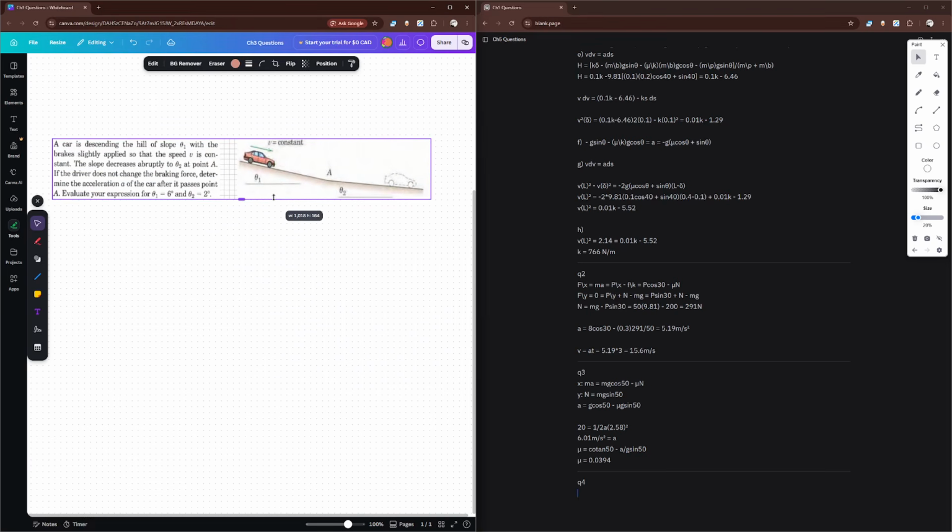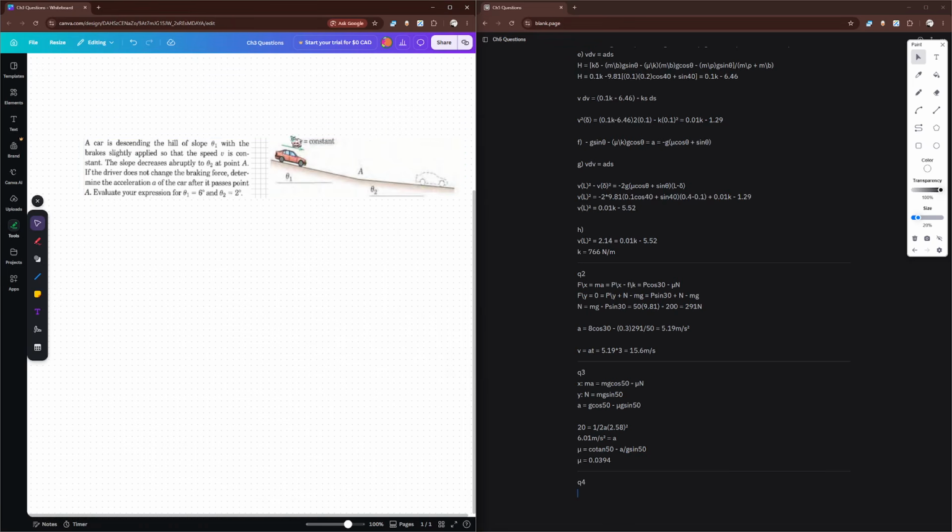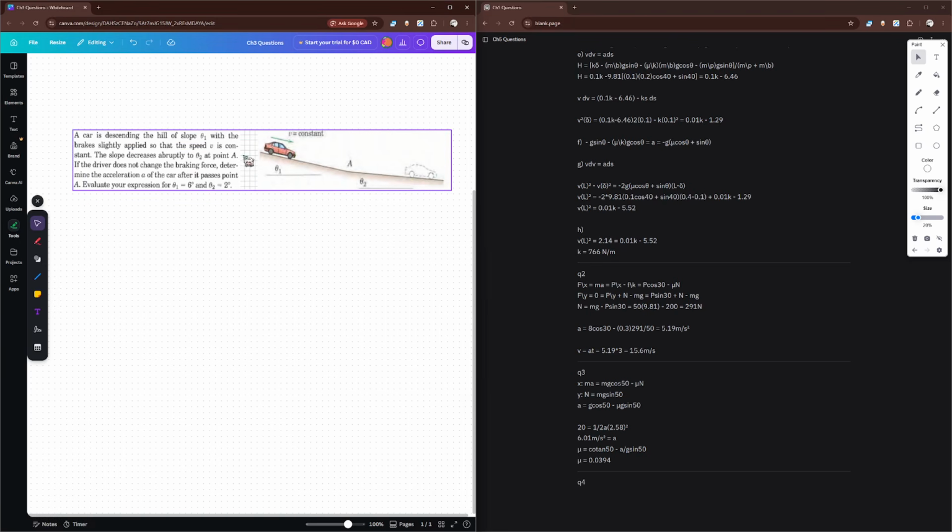Okay, a car is descending the hill of slope theta 1 with the brakes slightly applied, so this V is constant. Slope decreases to theta 2 at A. Driver does not change the braking force. Determine the acceleration after it passes point A, and then the angles are 6 degrees and 2 degrees. Whoa!